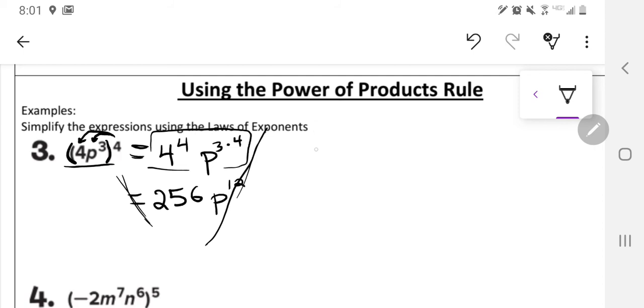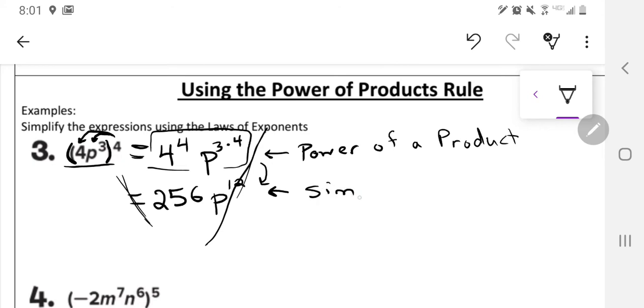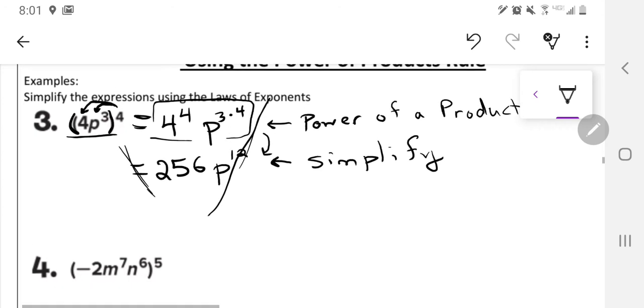All right, so what was the property? What do we call that property that we used right there? We call it the power of a product property. So, right, that explains what we did on that first step. Then we explain what we did on this next step from here to here. All we did was some of the operations to simplify this. So those are our two things that we did. We did the power of a product property, and then we simplified.